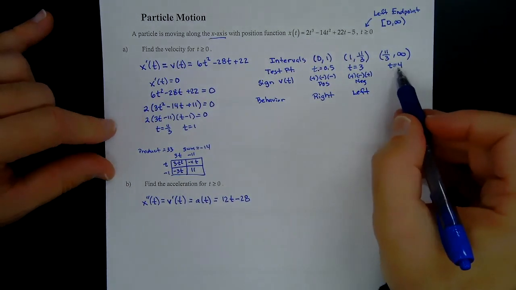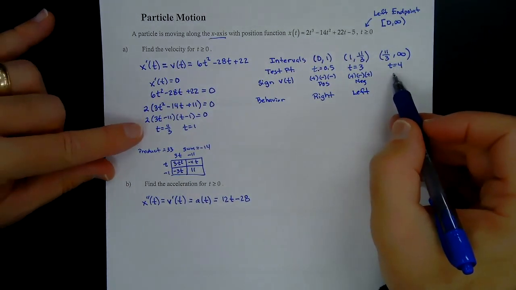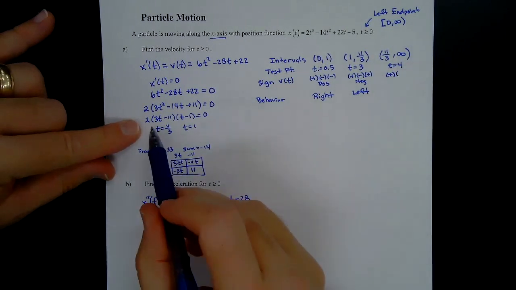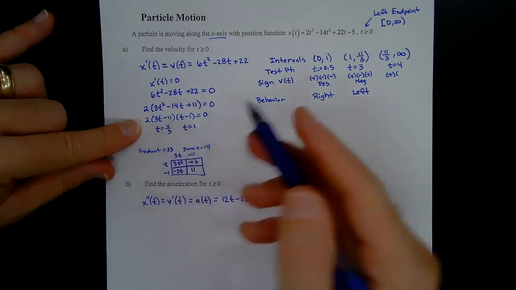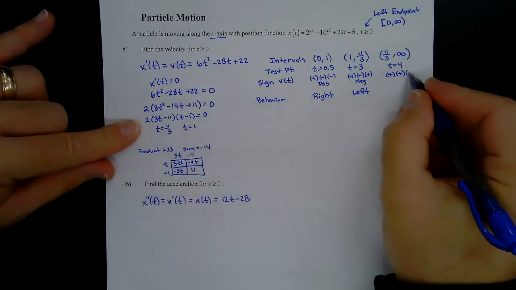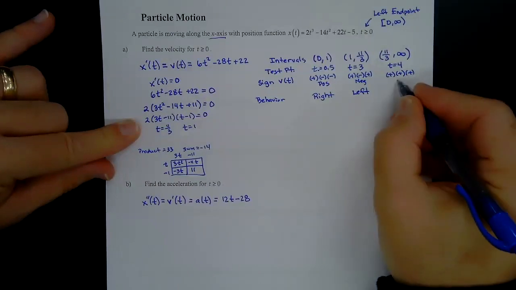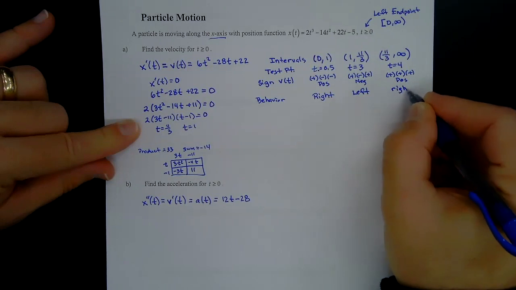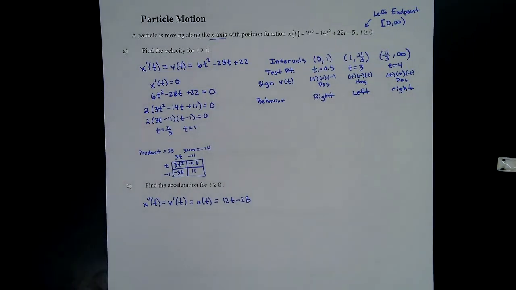And then when t equals 4, the first one is always positive because it's 2. And 3 times 4 is 12, and then minus 11, so that's going to be positive. And then 4 minus 1, that's going to be positive. So you're multiplying 3 positives, so that's going to be positive. So now we're moving back to the right. Okay, so we're moving right, then we're moving left, and then we're moving right again.